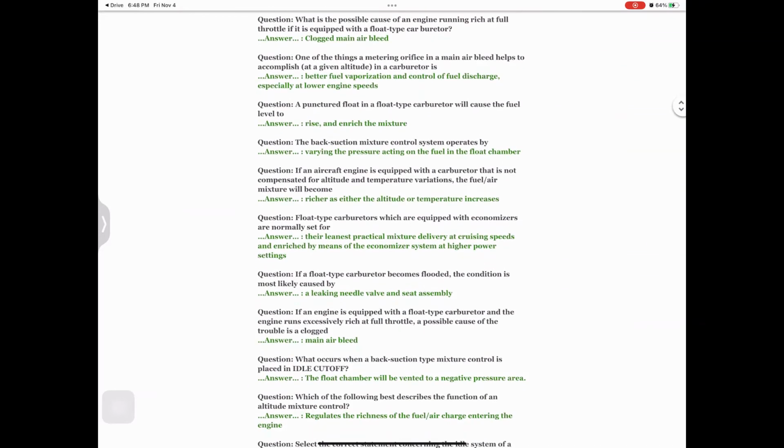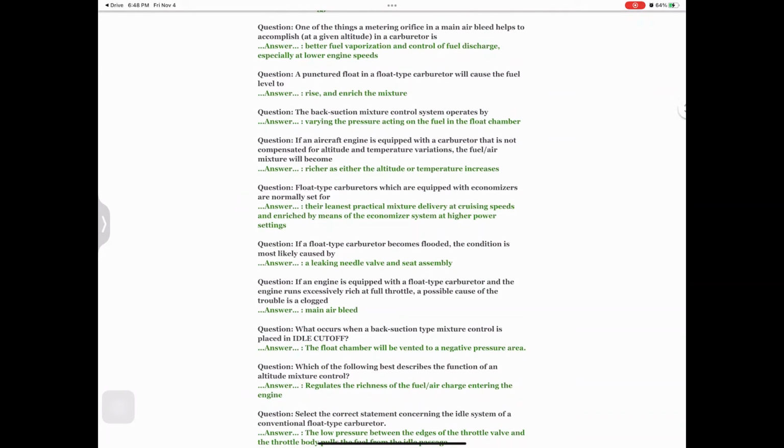Question: one of the things a metering orifice in a main air bleed helps to accomplish at a given altitude in a carburetor is answer: better fuel vaporization and control of fuel discharge, especially at lower engine speeds. Question: a punctured float in a flow-type carburetor will cause the fuel level to answer: rise and enrich the mixture. Question: the back suction mixture control system operates by answer: varying the pressure acting on the fuel in the flow chamber. Question: if an aircraft engine is equipped with a carburetor that is not compensated for altitude and temperature variations, the fuel-air mixture will become answer: richer as either the altitude or temperature increases.